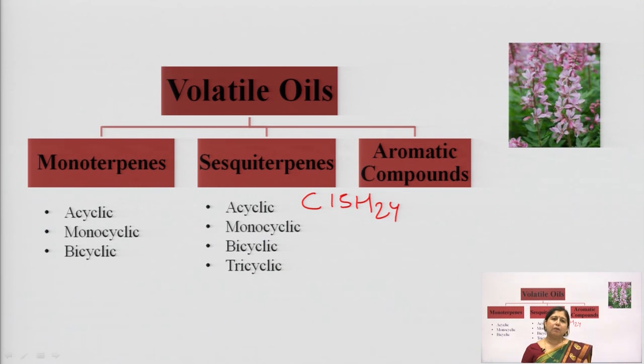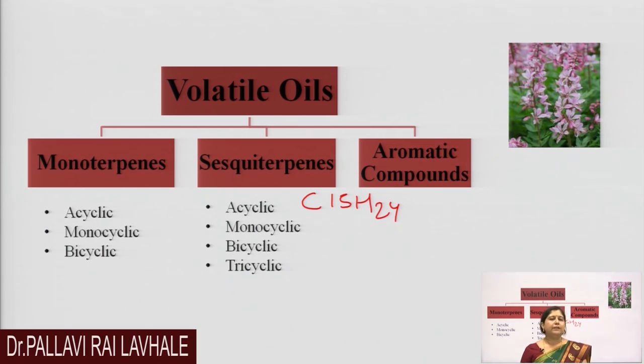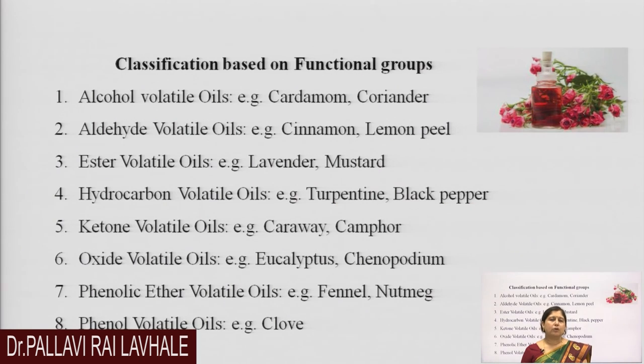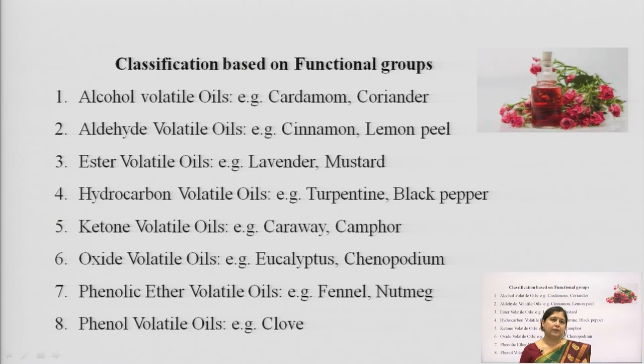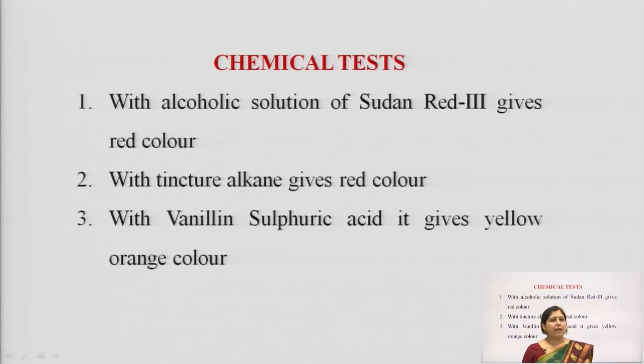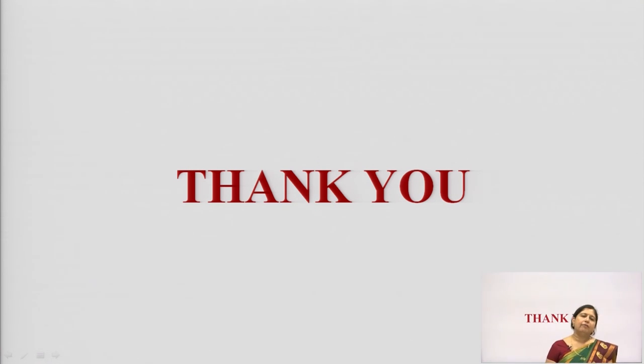Then we discussed the volatile oils, how they are produced from the terpenes and how these terpenes are further classified based on their functional groups. And finally, we discussed their chemical tests. So, with this we end this chapter, unit 4 of BP 405T.